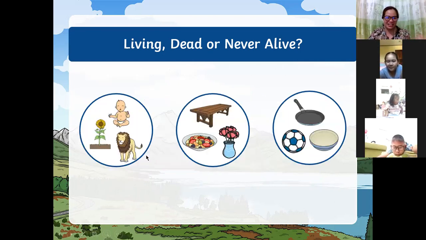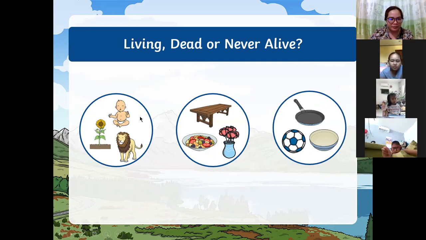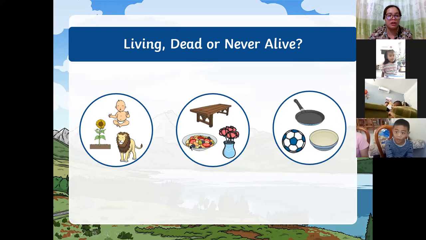So let's group these things. Okay, so the flower, the baby, and the lion are living. They belong to living. We have the wooden table, which is made from wood, and wood came from the tree. So that is dead already. And we have the vegetable food. So vegetable food came from the plants, or the vegetable plants. And we have the flower vase, which has the leaves on it. Okay, now these things belong to dead, because they were once alive, but now they are dead already.